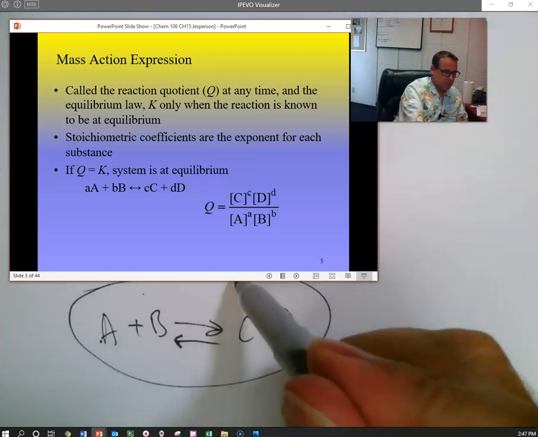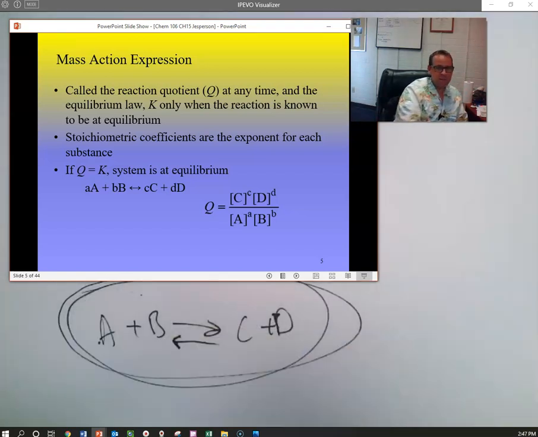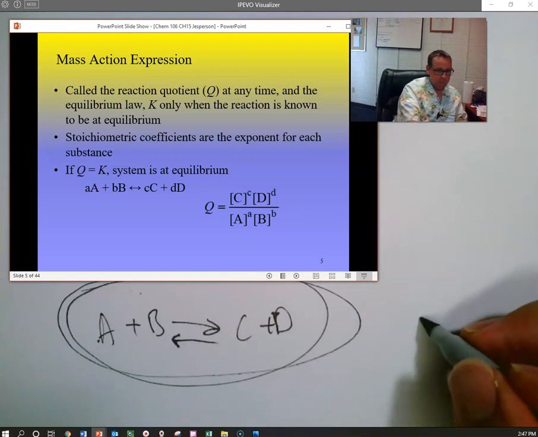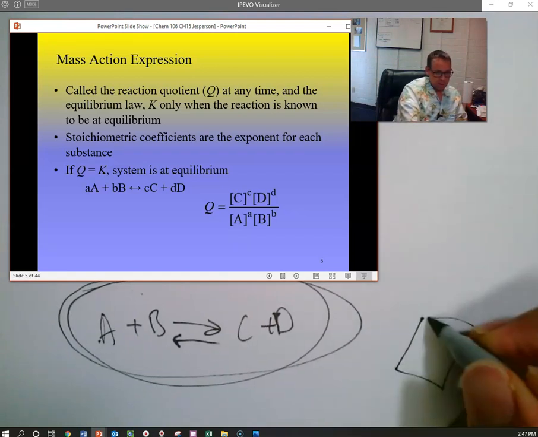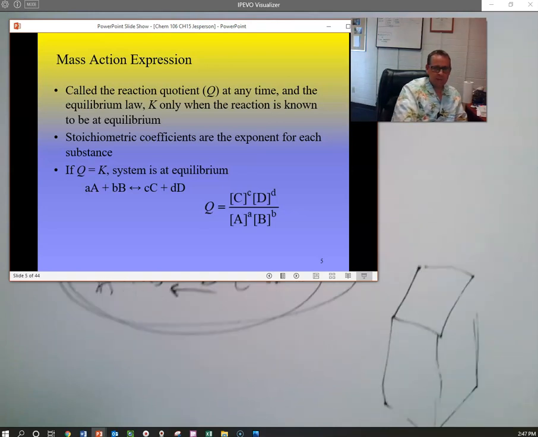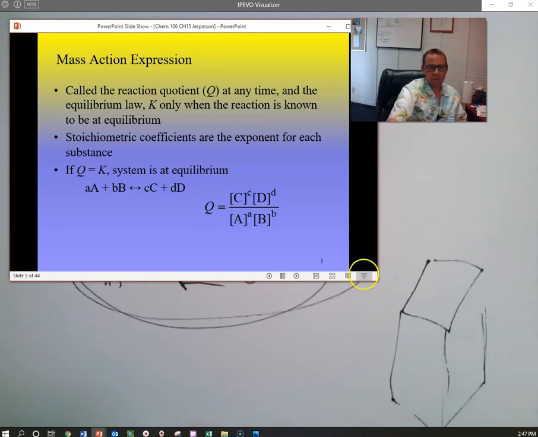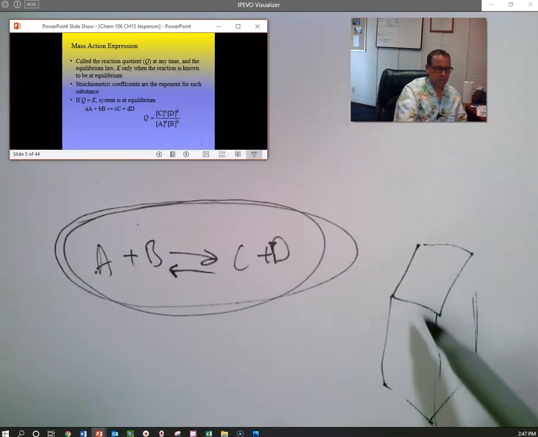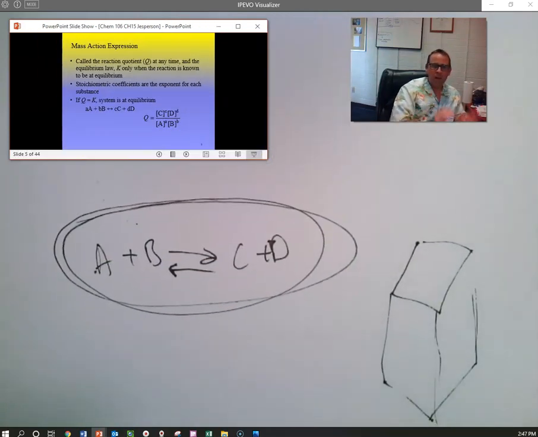Okay? But just because I write this equation, it doesn't mean I know how much is in my container. See, I'm talking about my box, right? Just because I tell you that this is the chemical reaction, and I started with A and B in there, it doesn't tell you how much of the A, how much of the B, how much of the C, and how much of the D will ultimately end up in the container.